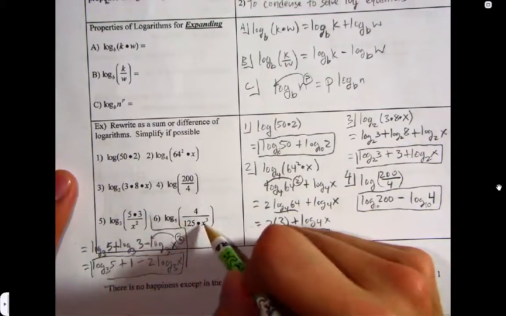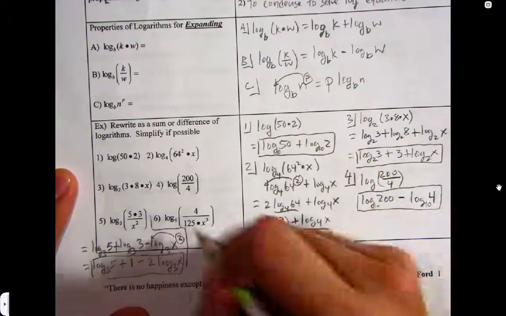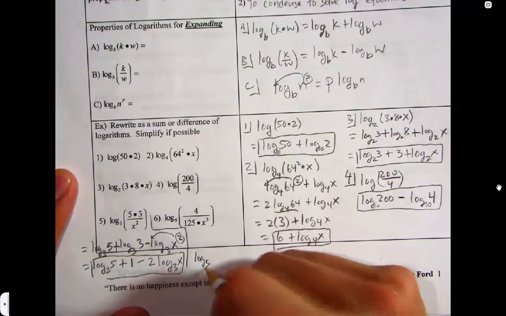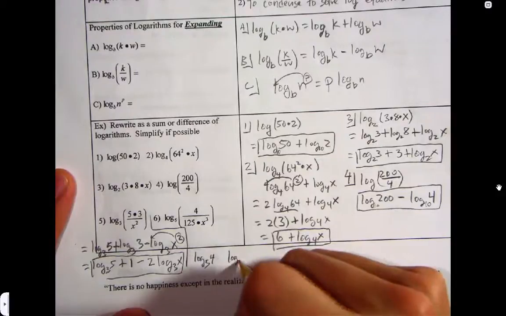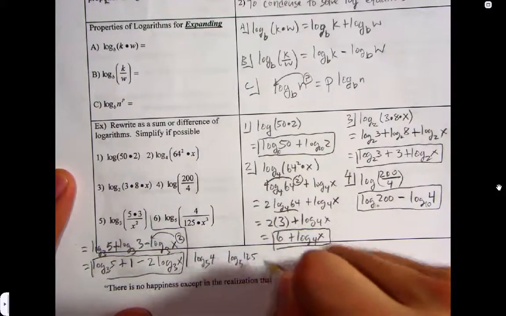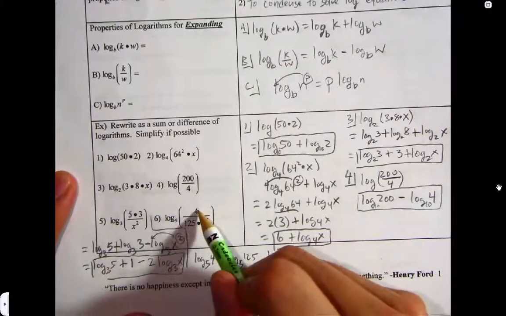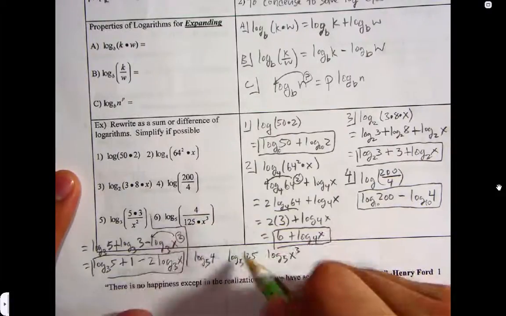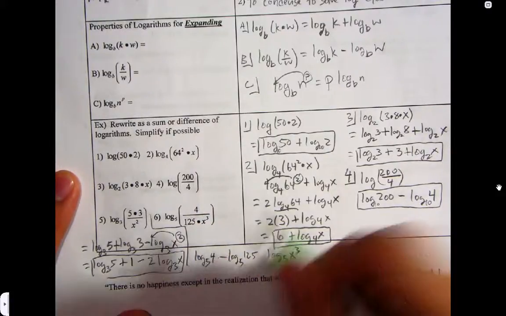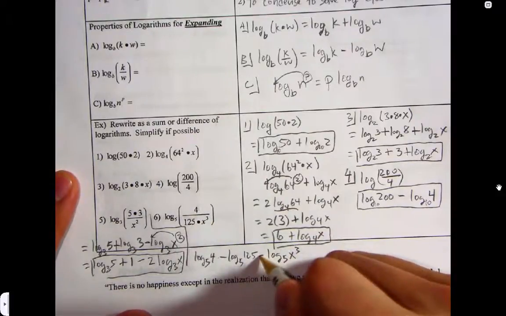Last one, number 6. I'm going to expand this log base 5 of 4 divided by 125 times x cubed. So there's 3 numbers, so when I expand it, there's going to be 3 logs. Log base 5 of 4, the first number is 4. Log base 5 of 125. Log base 5 of x cubed. This one's on top, so this log is positive because it's multiplication. This one's on bottom, so that's division, so this log is subtraction. This one's on bottom, so that's division, so that's subtraction.